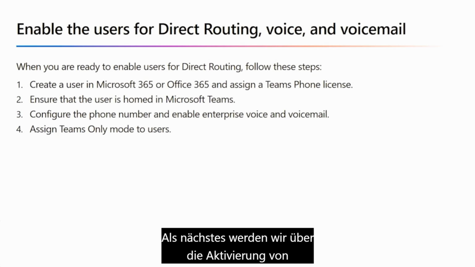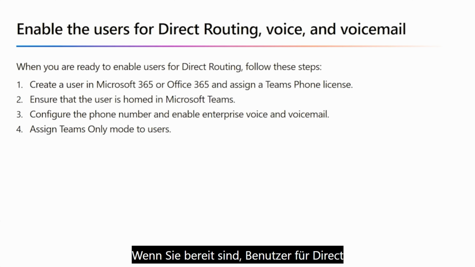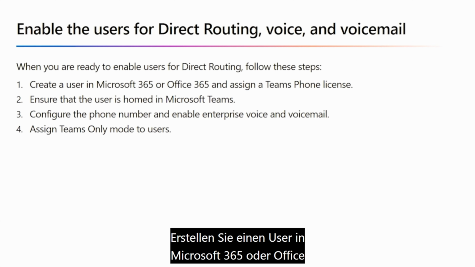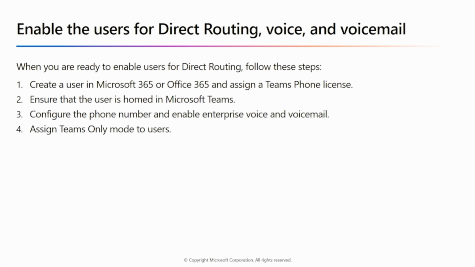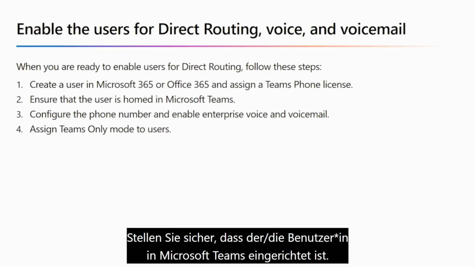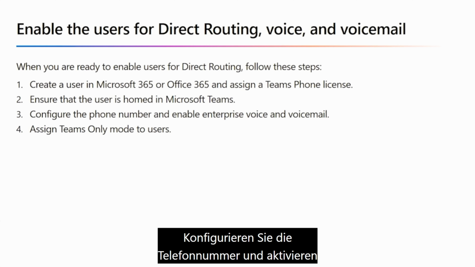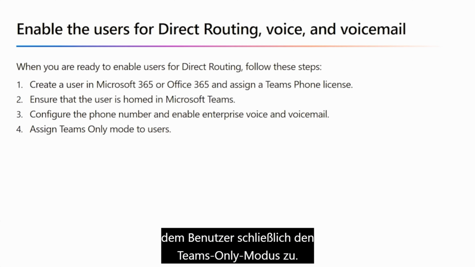Next, we'll talk about enabling users for direct routing, voice and voicemail. When you are ready to enable users for direct routing, follow these steps. Create a user in Microsoft 365 or Office 365 and assign a Teams phone license. Ensure that the user is homed in Microsoft Teams. Configure the phone number and enable enterprise voice and voicemail. And finally, assign Teams only mode to the user.